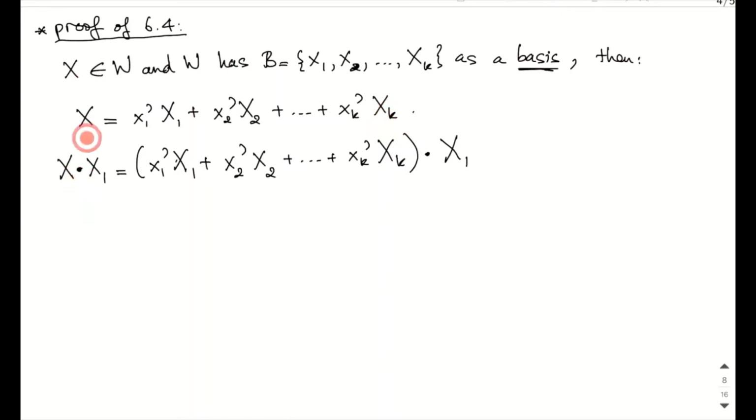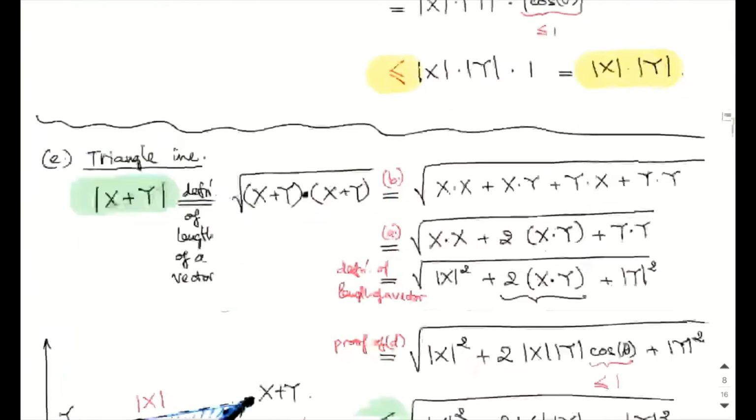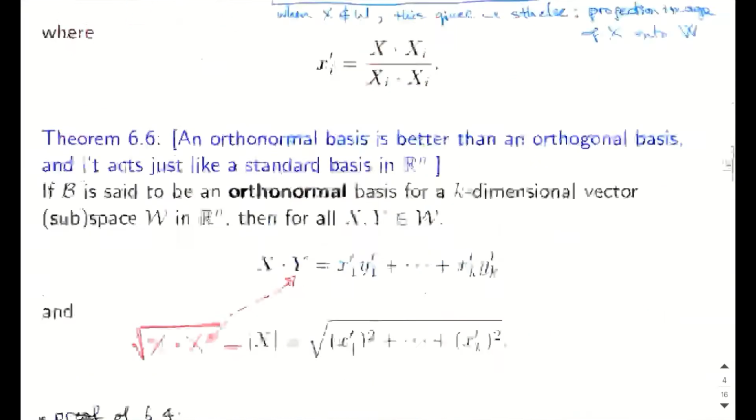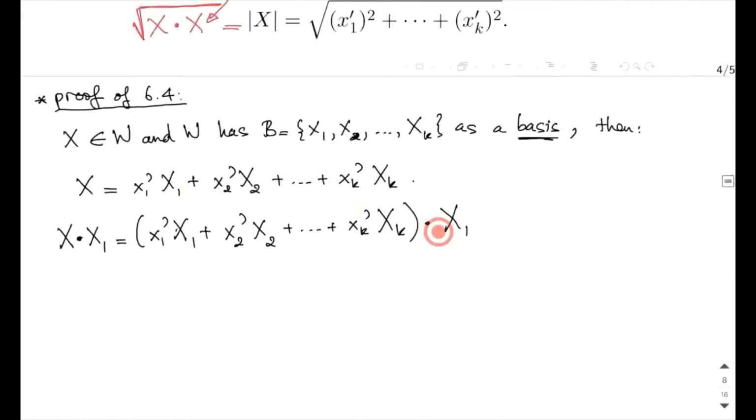I dot the vector x with the vector x1, the first vector in the basis. Now I'm going to utilize the distributive property of the dot product, which is property B. We can distribute the dot product into a sum. But then you will wonder, this dot product is distributed from the left of the sum. What I have here is the dot product from the right of the sum. Can I still distribute it?